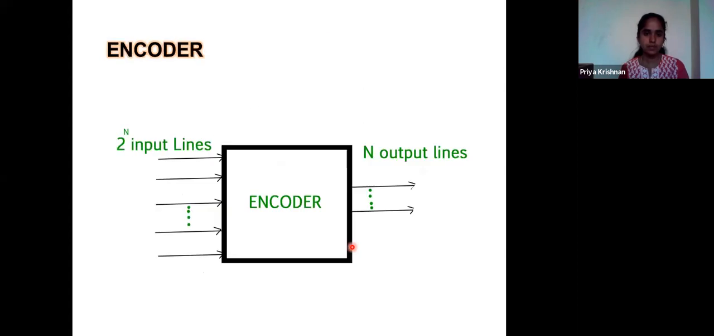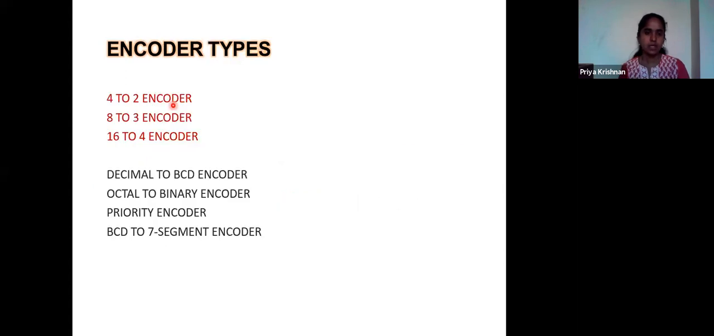So the next is the encoder. Encoder is still very simple. It is like the opposite of the decoder. Input will be 2 power n and output will be n. So here 4 input, 2 output; 8 input, 3 output; 16 input, 4 output.